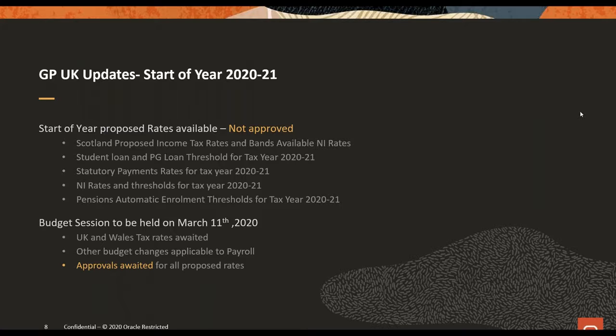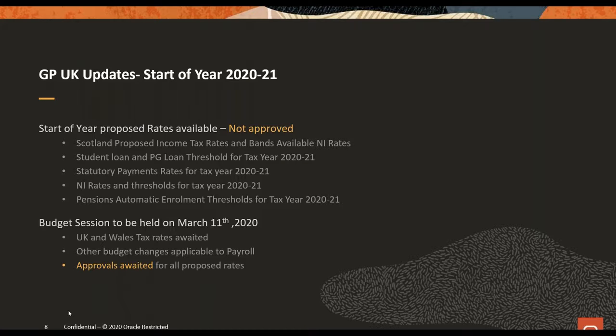So as of now, we had the rates for Scotland, the income tax rates and bands that were available. Student loan and PG loan thresholds were available. Statutory payment rates for the tax year 2020-21, that's available. NI rates and thresholds, and the pensions automatic enrollment thresholds for the tax year 2020-21. So these were the proposed rates that are available as of now.